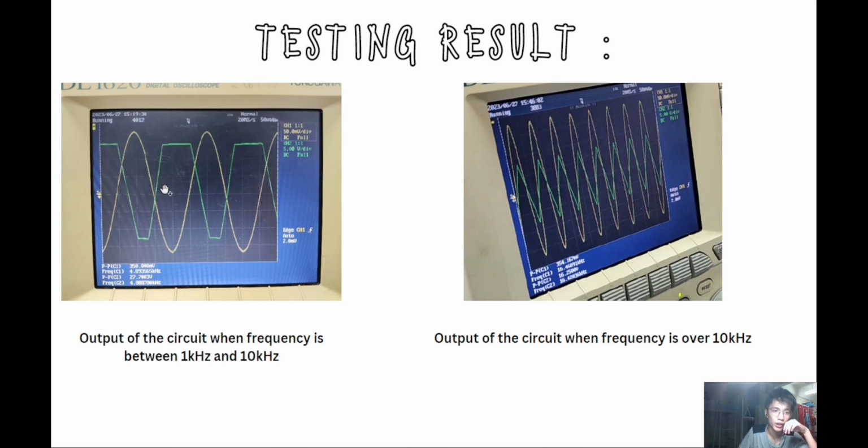And we can use the formula of the gain to calculate it, and we will get 79. The gain is 79, and we convert to dB is 37.96 dB. And we continue increasing the input frequency, and when the input frequency is over 10 kHz, we can see that our output will be decreasing because the gain is also decreasing.